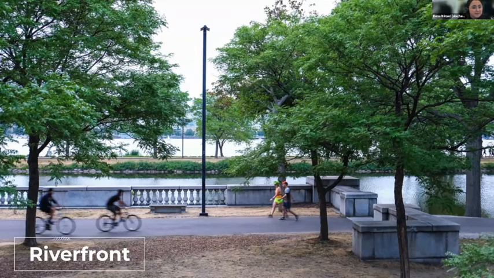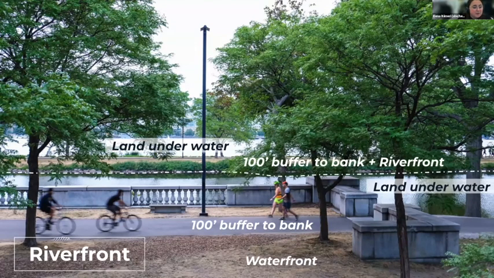And if we go to the next slide, we can see that there are a lot of additional resource areas that are also subject to the jurisdiction of the Conservation Commission. You have, again, land underwater. You have the 100-foot buffer to bank, which is relatively self-explanatory, but is 100 feet from the bank of the river out in a parallel line. And we also have the waterfront area, which is a jurisdictional area that is specific to Boston.